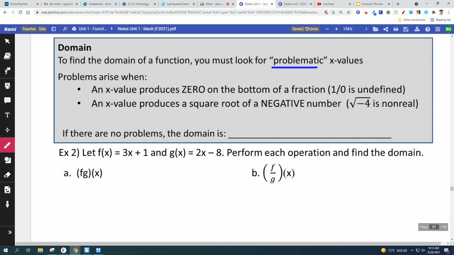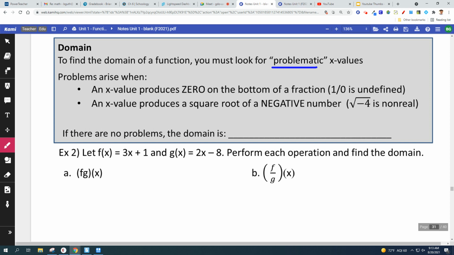The x numbers is not a very good definition. It's what could I plug in? What am I allowed to plug in? A lot of times it's easier to think about what you can't plug in, what you're not allowed to plug in. And that's what I'm talking about with problematic.